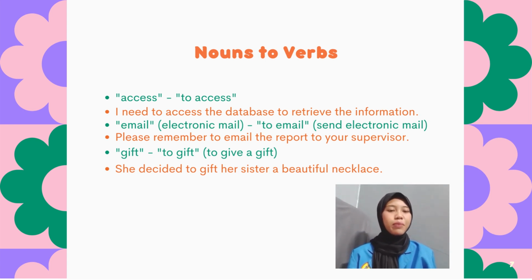The next one, we got email, electronic mail, and when it becomes to email as a verb, it means sending electronic mail. So the example in a sentence is: please remember to email the report to your supervisor. And the next example, we got the word gift. Gift as a noun refers to a present, and when it becomes a verb, it has a different meaning. It is to give a gift. So, example in a sentence: she decided to give her sister a beautiful necklace.